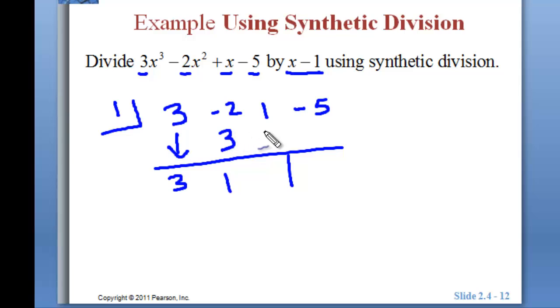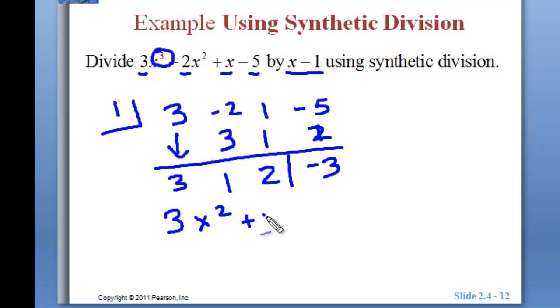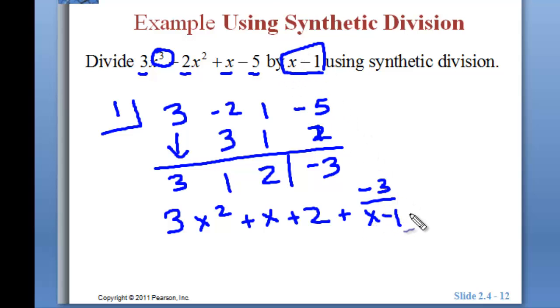1 times 1 is 1. Adding again, and we get 2. 2 times 1 is 2, and we add, and we get a negative 3. So the quotient is, we go down 1 from our original, so it's 3x squared plus x plus 2 plus negative 3 over the divisor x minus 1.